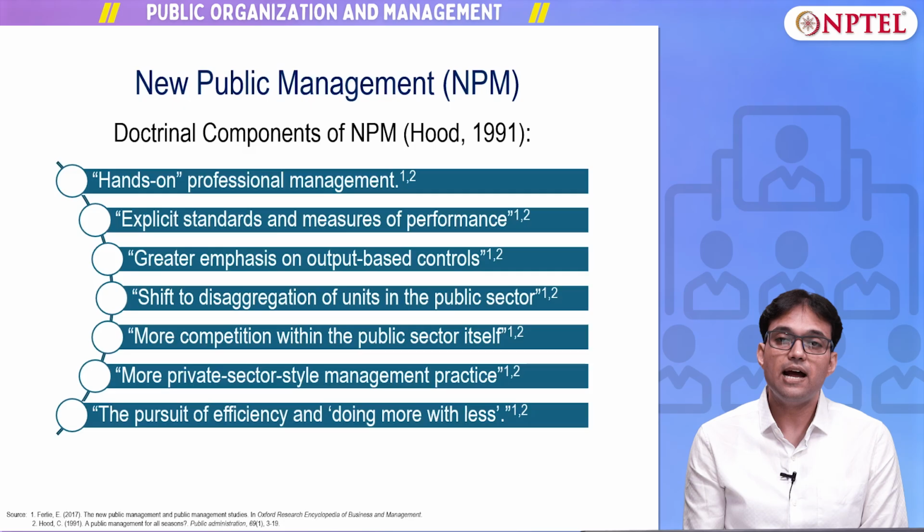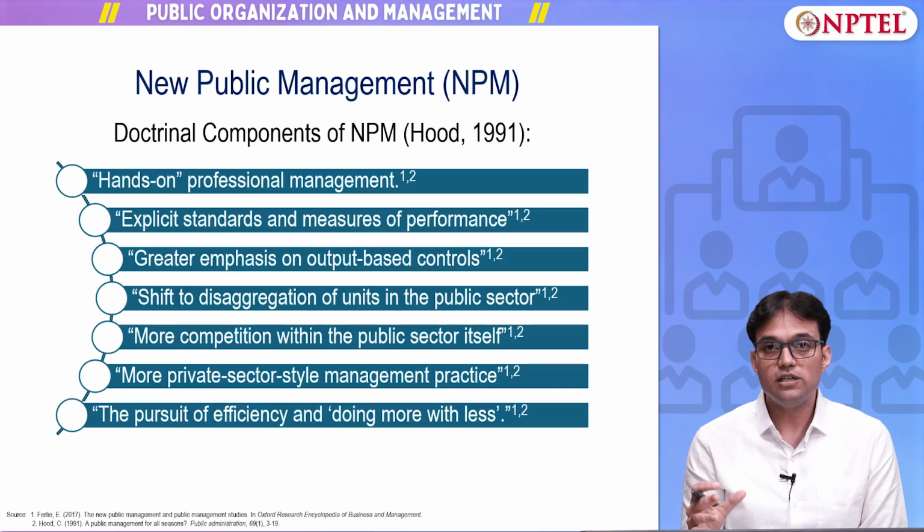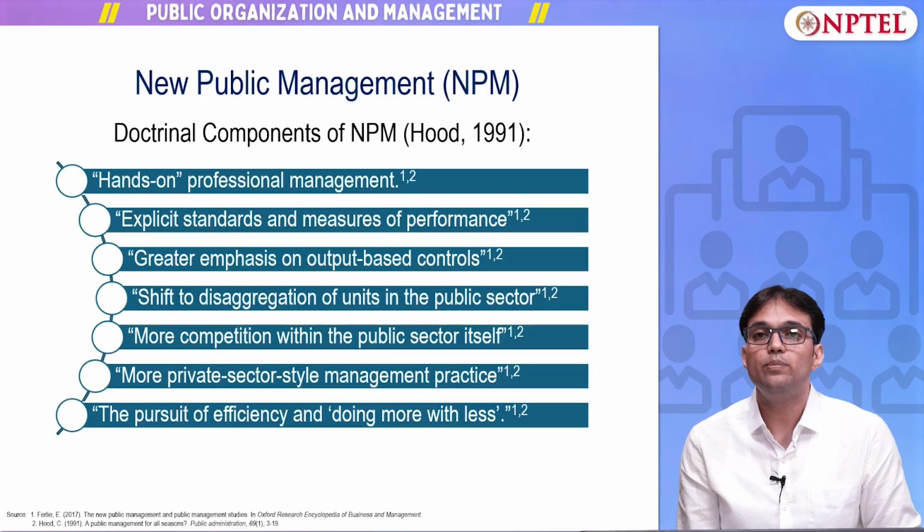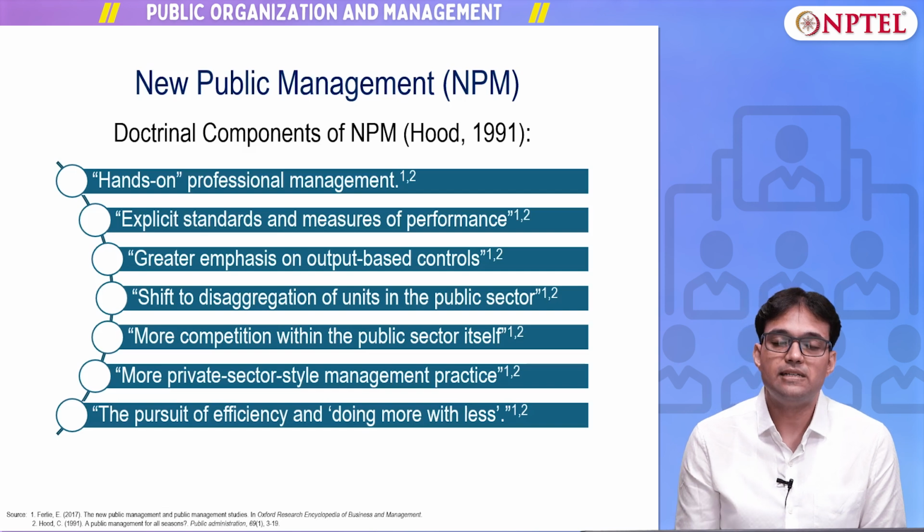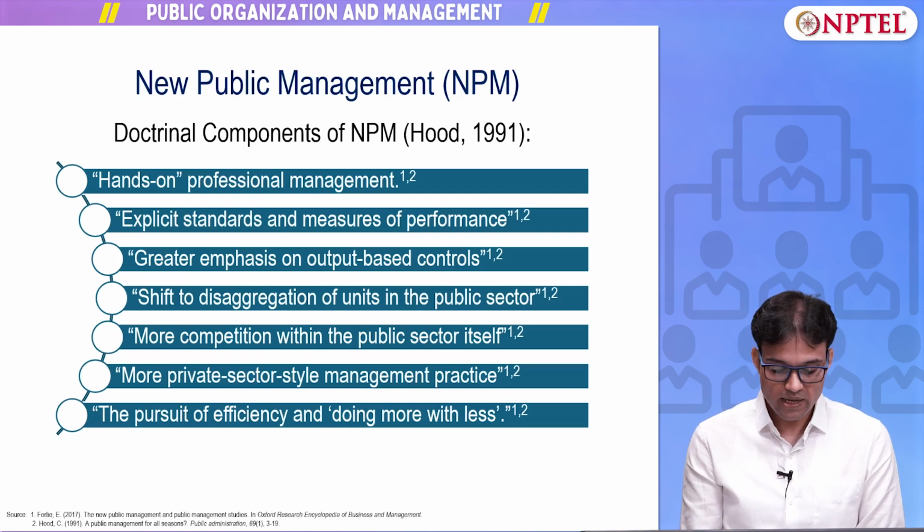Now, it says that if you are holding people accountable, it requires that the goals are clearly stated, and efficiency requires a very hard look at the objectives, because how would you ensure, how would you measure efficiency if you don't have explicit standards or the goals being set, right? Greater emphasis on output-based controls, resource allocation and rewards linked to measured performance, stress on results rather than procedures. So, it's too much focus on increasing the efficiency of the organization.